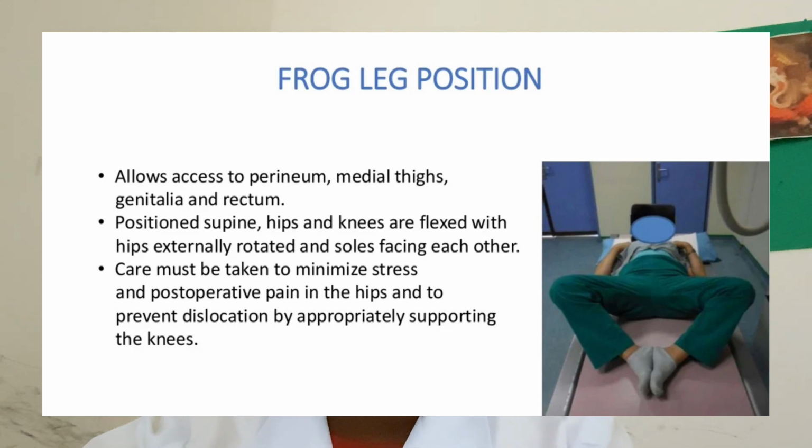There's also another articulation position which is known as the frog leg position. It is a variation where hips and knees are flexed and the hips are externally rotated. This may be necessary to assess anatomy such as the groin, rectum, and inner thigh. This is also used to ensure the patient's knees are supported to avoid stress on the hips.